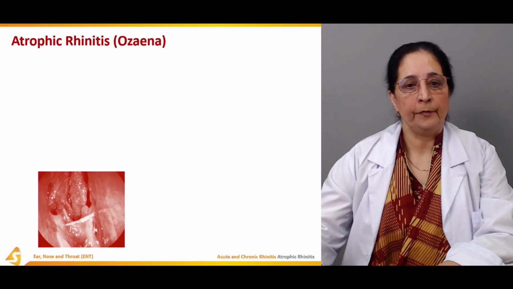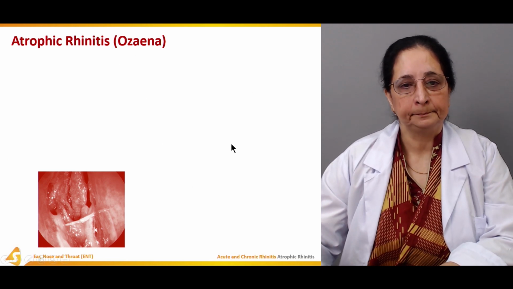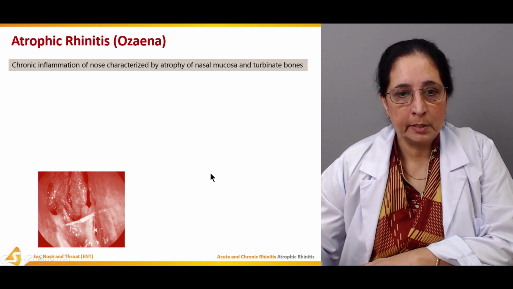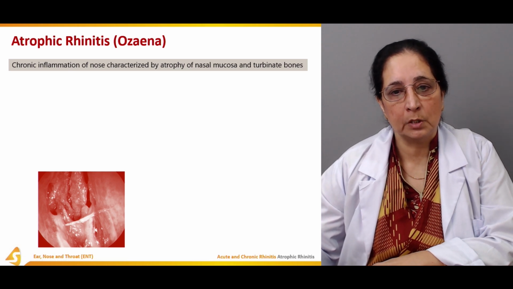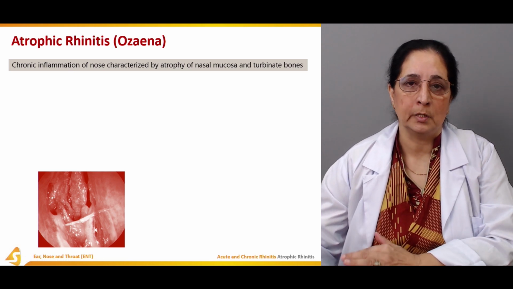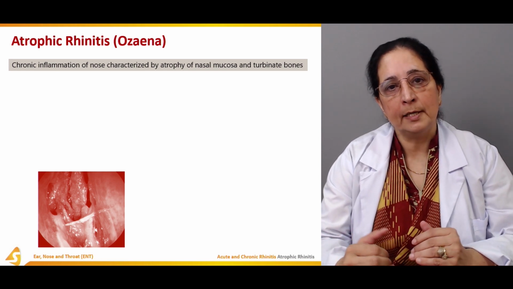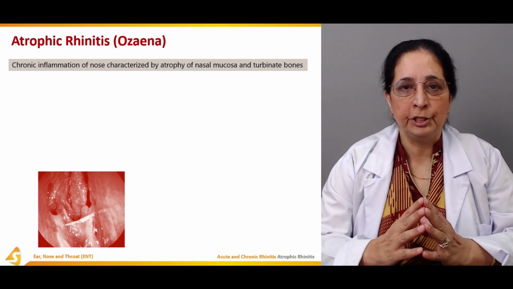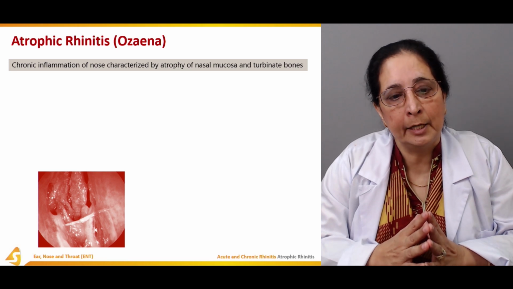So atrophic rhinitis, also known as ozena, is a chronic inflammation of the nose characterized by atrophy of nasal mucosa and turbinate bones. As compared to hypertrophy, now there is atrophy of the nasal mucosa. There will be shrinking of the nasal mucosa and turbinate bone.